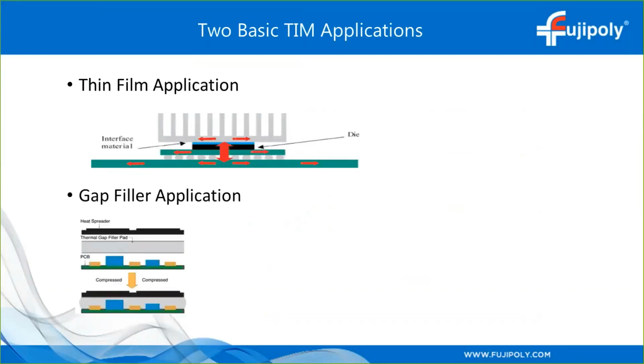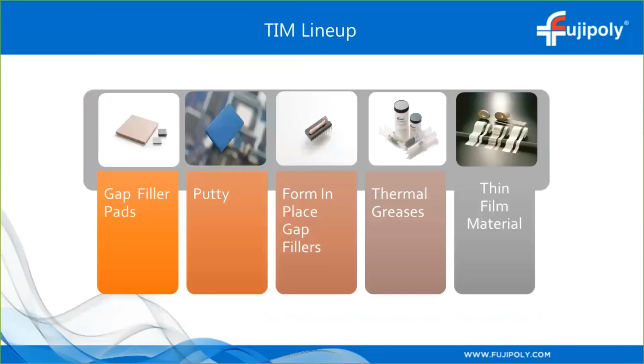And then you have a gap filler application where you've got surface mounted components on a printed circuit board, and you've got a heat sink or a heat spreader coming down over the top, and so you've got standoffs creating a gap between the lid and the components, and you need a gap filler pad in there to soak up the air and fill in all the voids to get the heat moving out. So Fujipoly's thermal interface material lineup includes gap filler pads, putty type gap fillers, form in place gap fillers, thermal greases, and thin film materials.